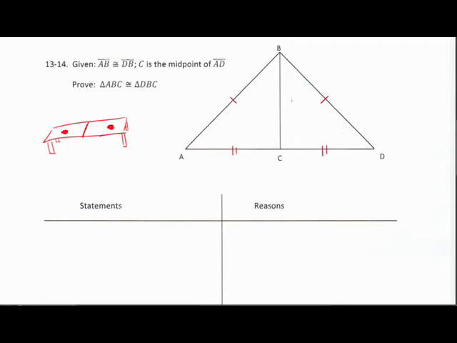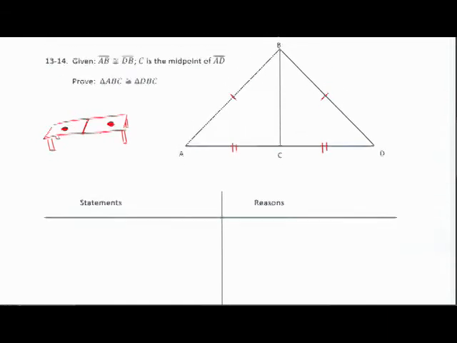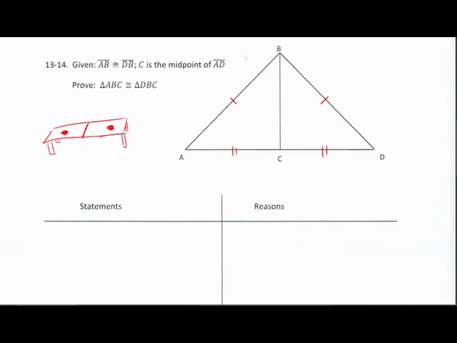So now I've done the notation and one more thing needs to be done. I need to take this notation and everything that we said, I'm just going to rewrite it down here. So my first statement was that AB is congruent to DB. And my reason was that this was given. For 2, I'm going to have that C is the midpoint of AD.